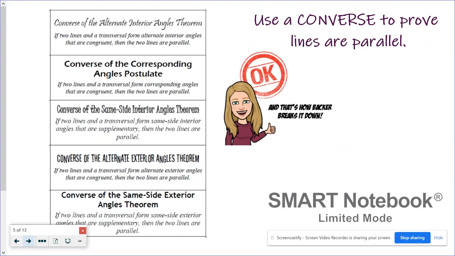But this is like the basics on how we can prove two lines are parallel to one another. So it's just a matter of establishing one of those 5 angle pair relationships. And if you can establish or prove one of those, then you can say the two lines are parallel using, well, I shouldn't say corresponding, but using the appropriate converse theorem or postulate, okay?